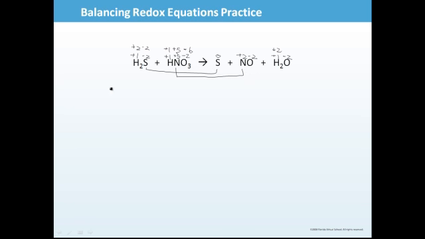All right, so now we have to write our two half reactions. The one half reaction, we're going to have H2S, and that's going to yield S. On the other half reaction, we have HNO3 yielding NO.